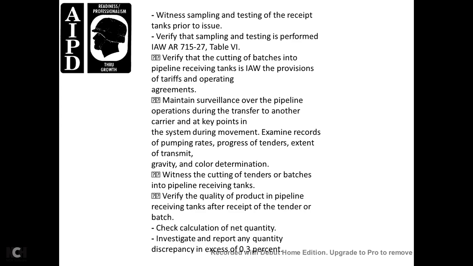Examine the records of pump rates and progress of tenders. Determine the transmission gravity and color. Witness cutting of the tenders and batches in the pipeline.